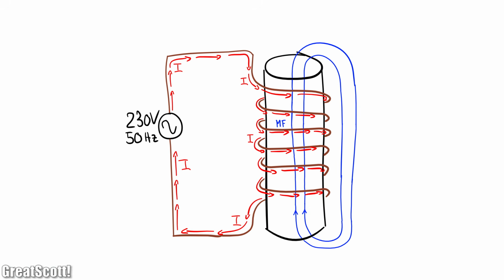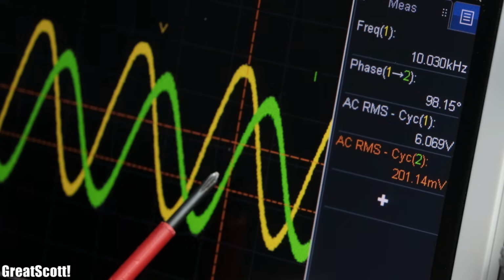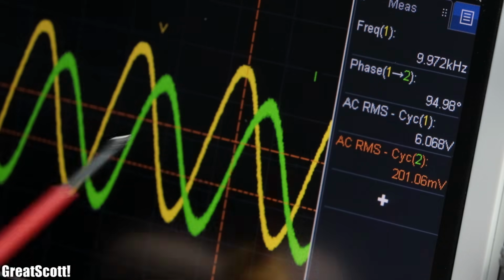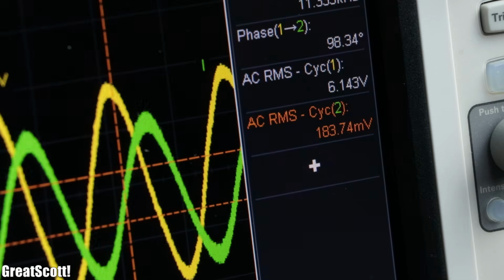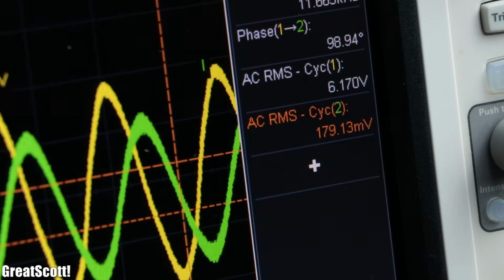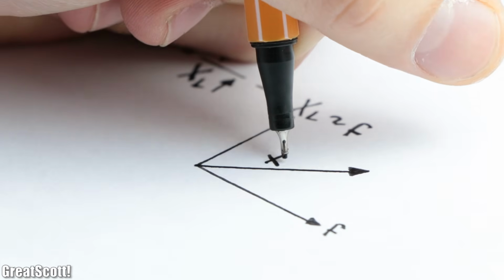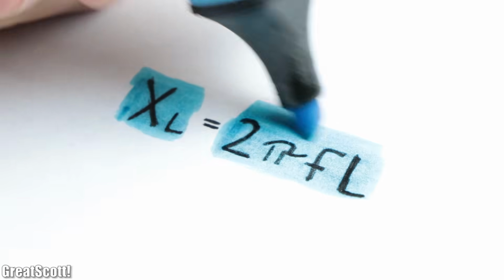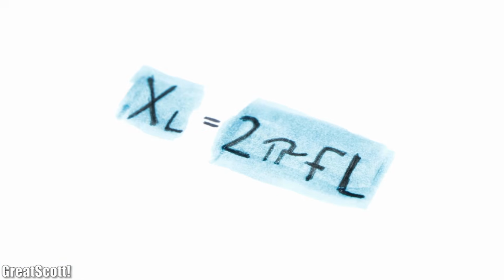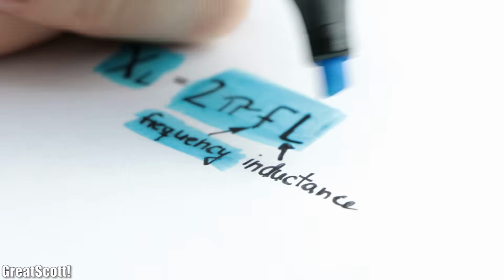This new kind of resistance originates from the fact that the constantly changing magnetic field of the inductor opposes the current flow, which is also the reason why the voltage is leading with a phase angle. And by increasing the frequency of the sine voltage, we can see how the current RMS value slowly decreases, which means our inductive reactance increases with the frequency. The final equation for it is 2 pi FL, with the frequency and inductance being the most important variable values.